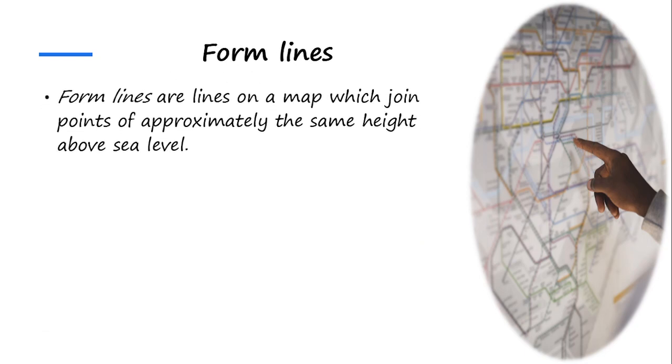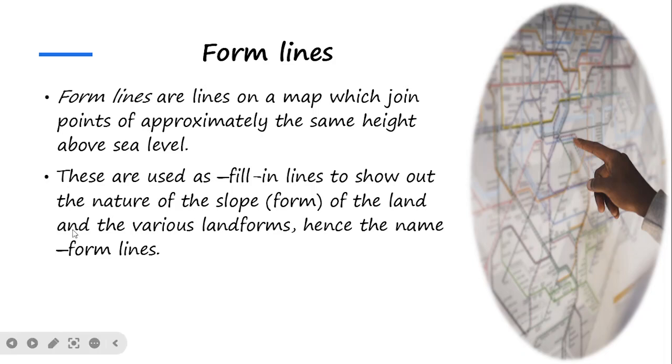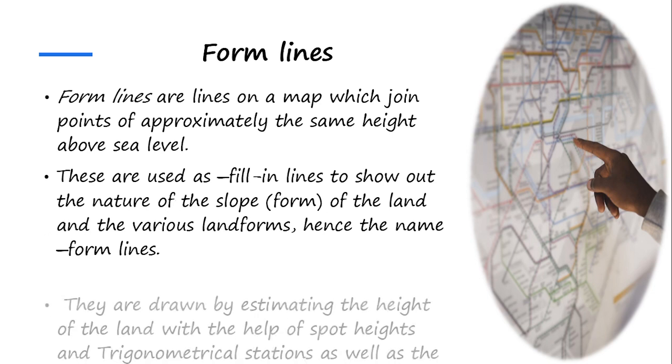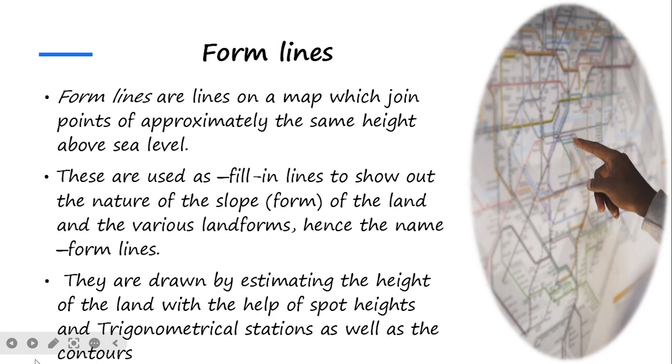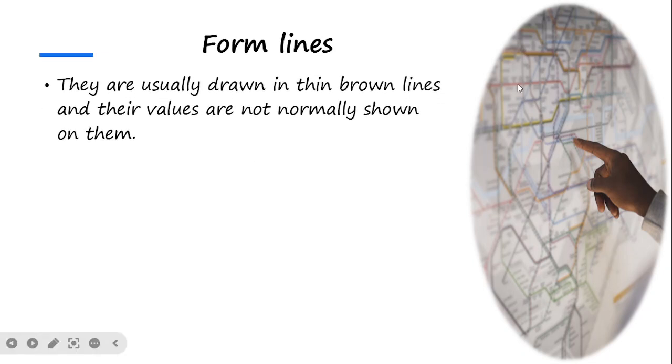Last but not least, let's see the form lines. Form lines are lines on the map which join points of approximately the same height above sea level. They are used as fill-in lines to show the nature of the slope or a given form of the land and the various landforms, hence the name form lines. They are drawn by estimating the height of the land with the help of spot heights and trigonometrical stations as well as the contours. So form lines are used in relation to these other ways of presenting relief features. They are usually drawn in thin brown lines, and their values are normally not shown on them.